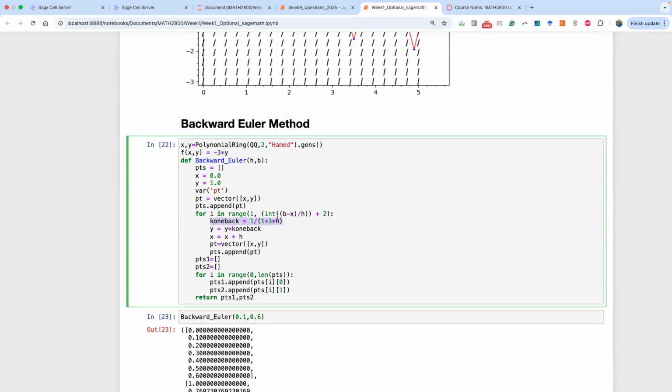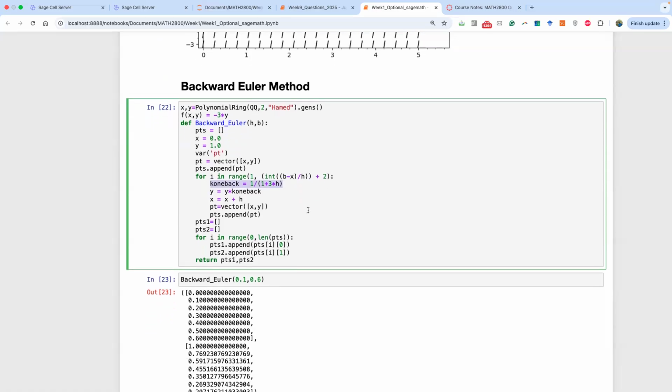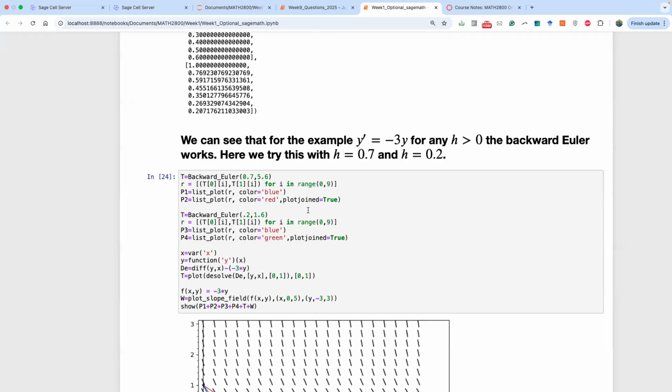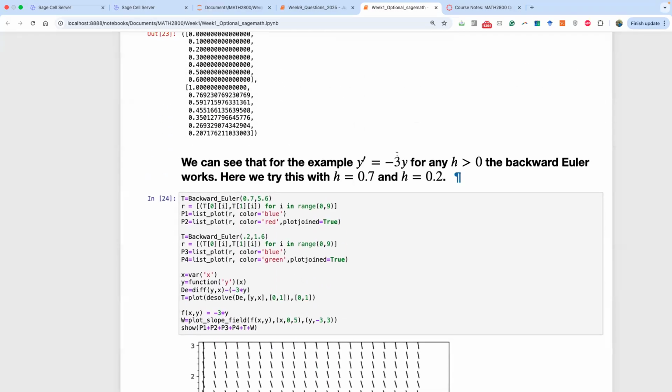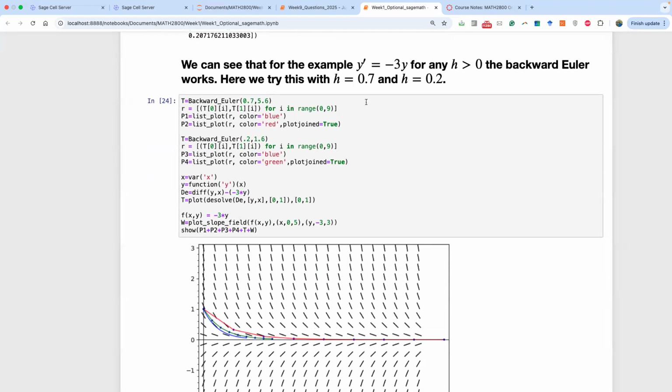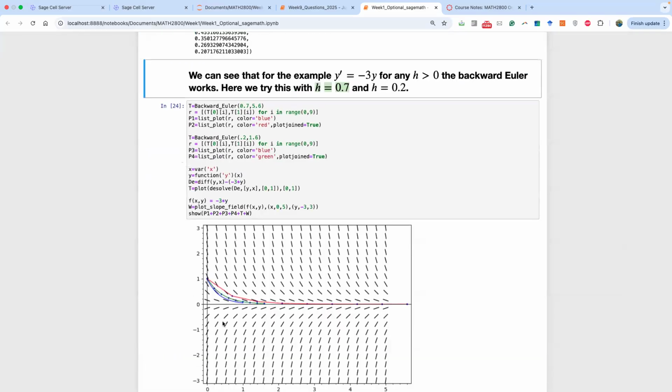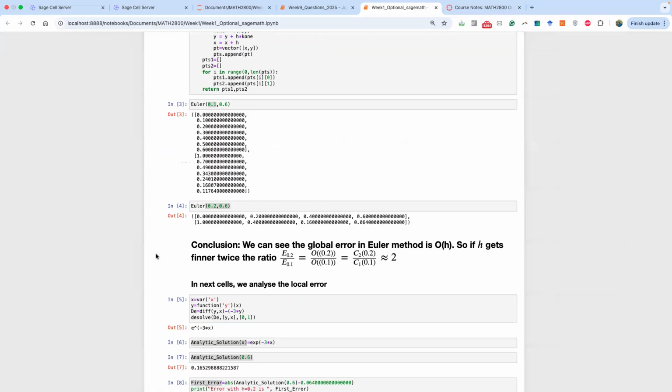You will not use this backward Euler method in your assignment. Okay, this file is anyway available, so you can still use it. It's the same example here. If you use the backward Euler method by choosing a step size of 0.7, where forward Euler method didn't work, it works with the backward Euler method. So you see that the red one is converging. All right, that's all for today.